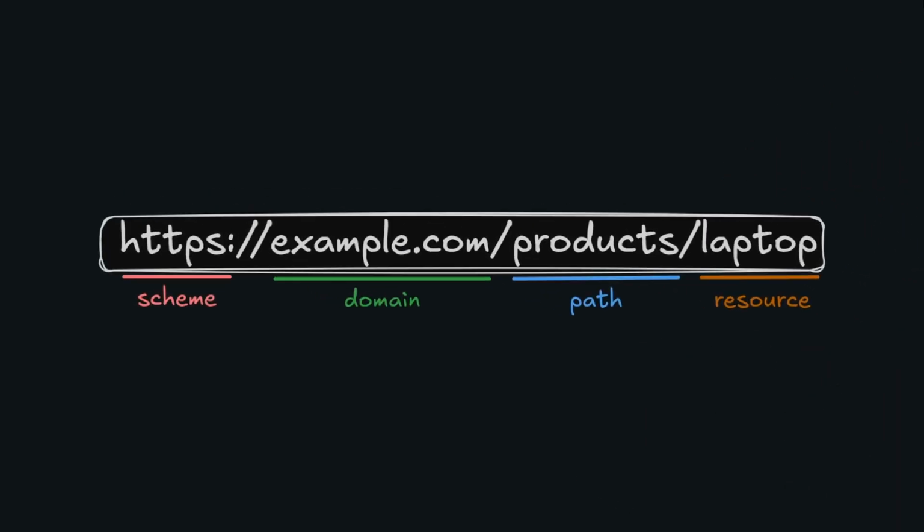First is the scheme. This tells the browser how it should connect to the website, for example HTTP or HTTPS. Next is the domain. This is the main name of the website, like example.com. Then we have the path. You can think of this like a specific folder inside the website. Finally, there is the resource. This is the exact page or file you want to see, such as a product page.